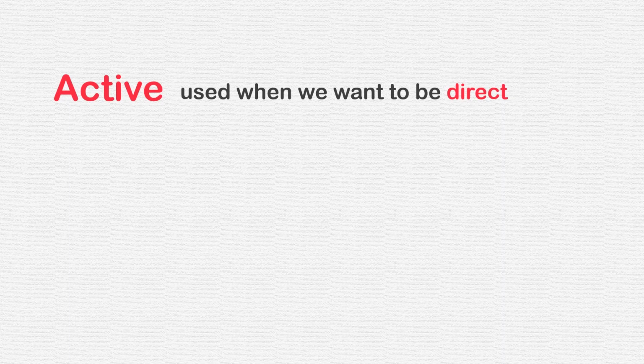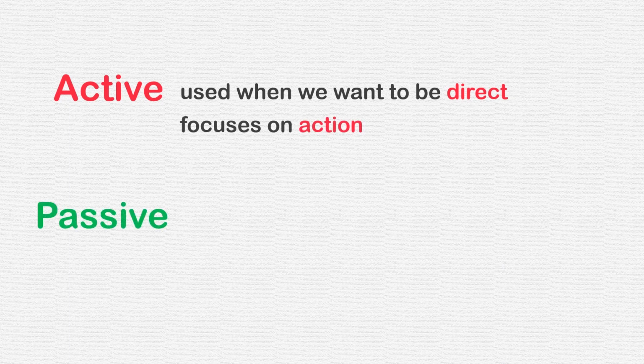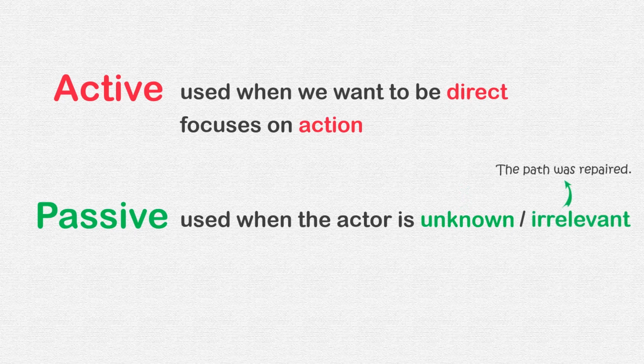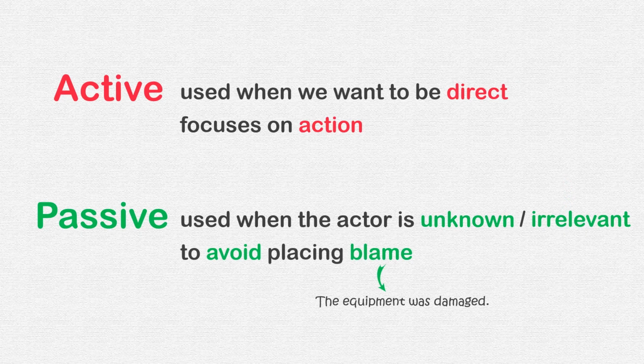Active voice is used when we want our writing to be strong and direct. It focuses on the action. Passive voice might be used when the actor is unknown or irrelevant. We might use passive voice if we want to avoid blame.